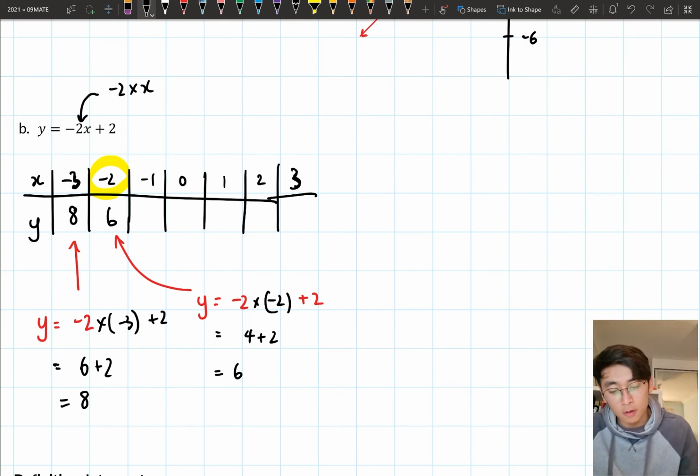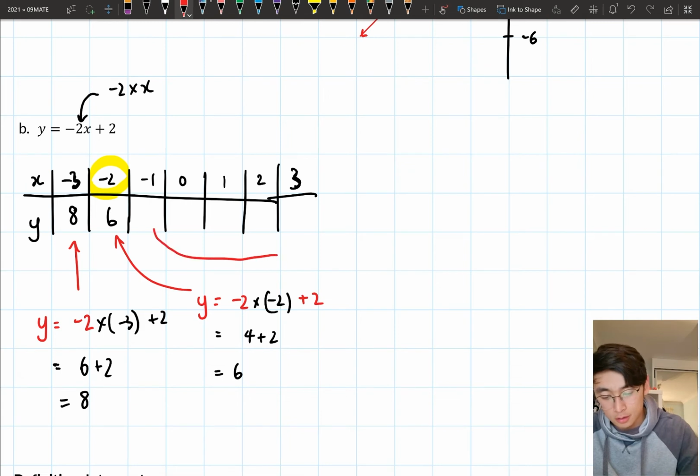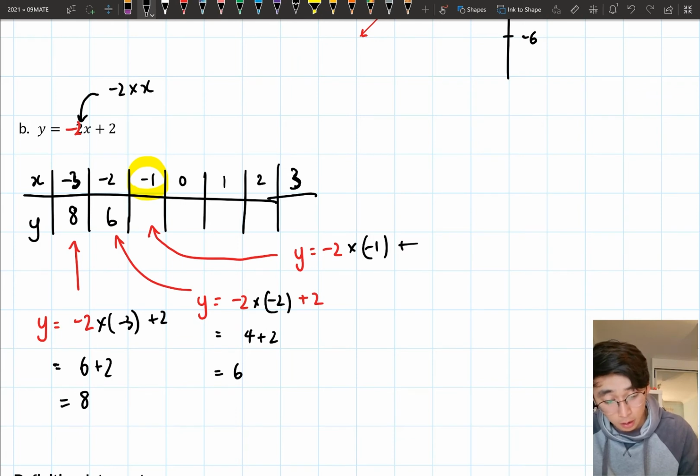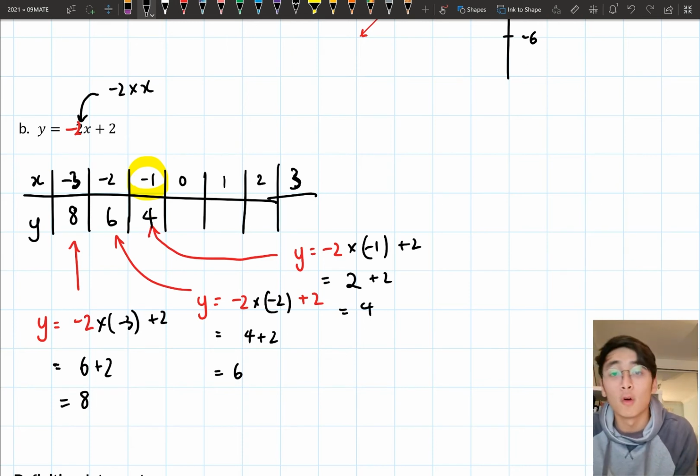Let's do one more, and then hopefully we'll start to see a pattern. Next one is negative 1. Now here we're going to do this one again. So this is going to be y is equal to, according to my rule, negative 2x plus 2. So it's going to be negative 2 times, this time, negative 1 plus 2. So here, this just becomes 2 plus 2, which is 4. So this one's going to be 4.